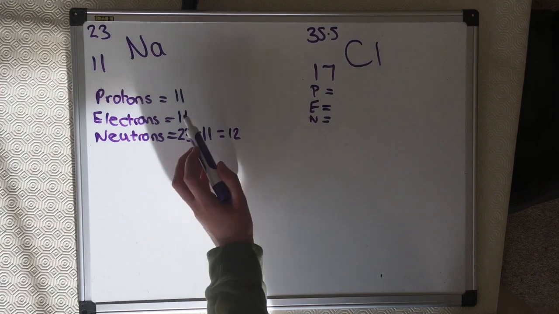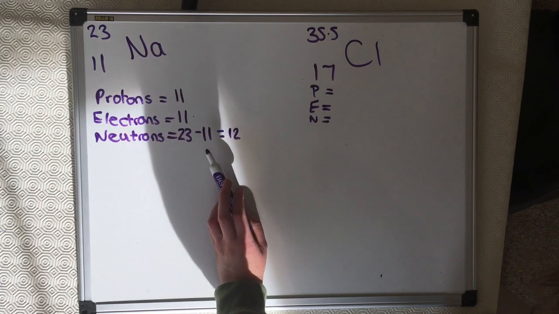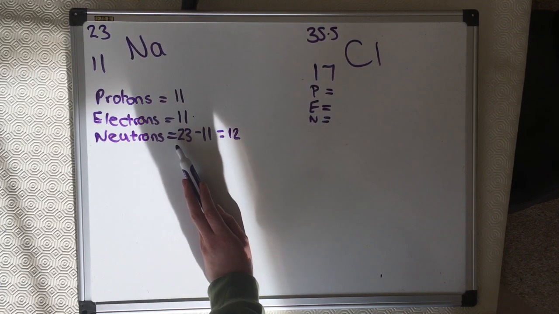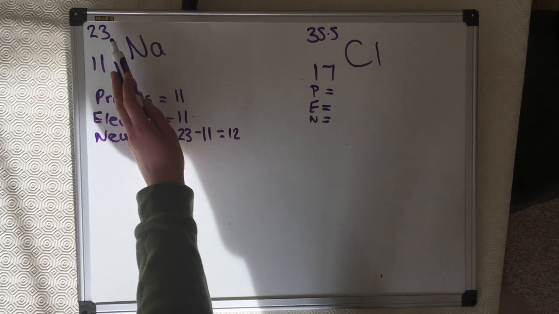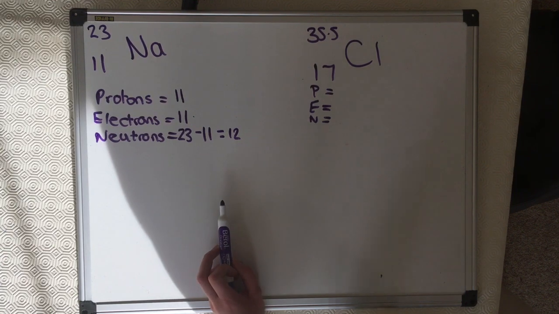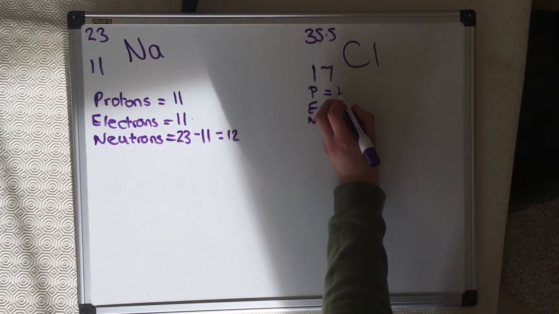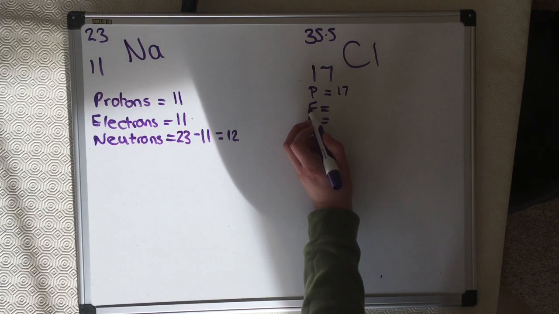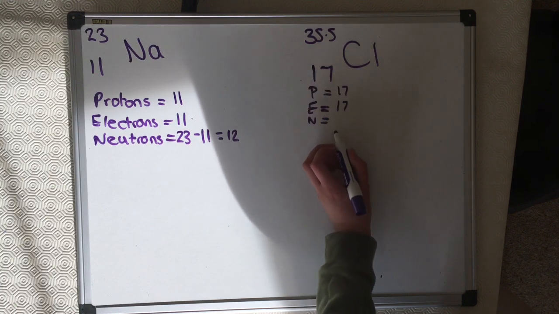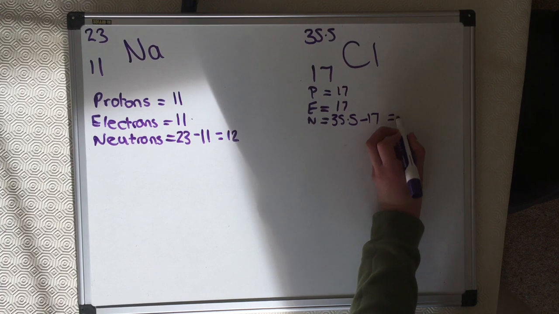So just going through that again, in an atom, protons and electrons are equal, and they're both equal to the small number displayed on the periodic table. Neutrons is the big number on the periodic table minus the little number, which in this case would be 12. Have another go for chlorine. Protons is going to be the small number, and because we're talking about an atom, the electrons is equal to the protons, so 17, and the neutrons would be 35.5 minus 17, which would give us 18.5.